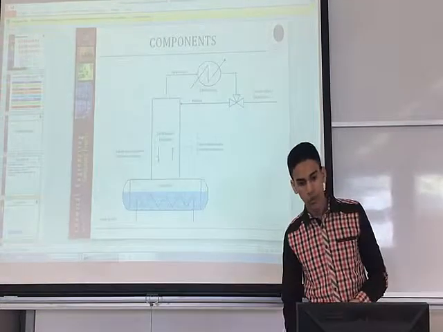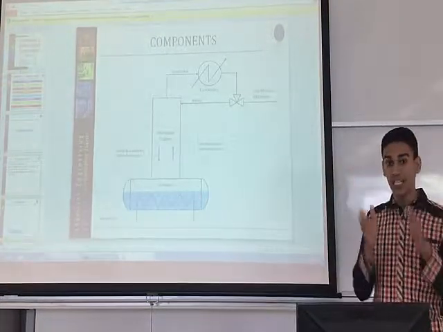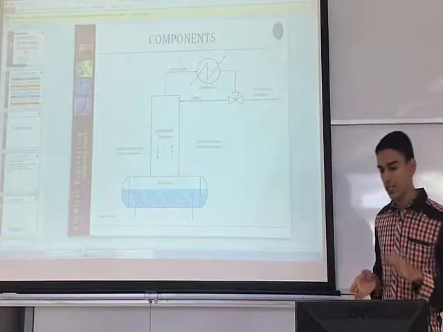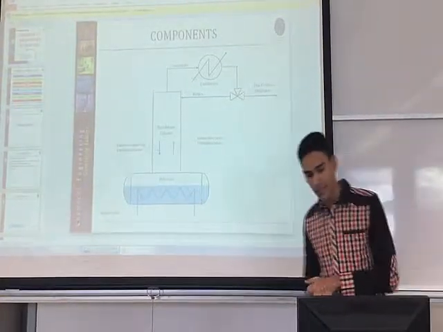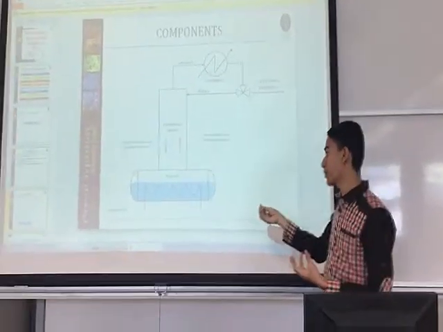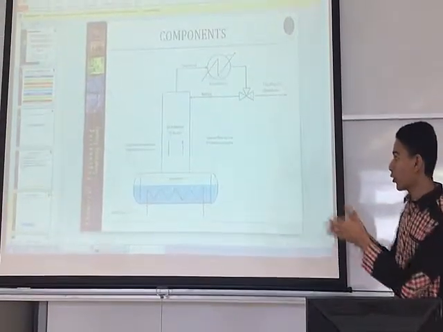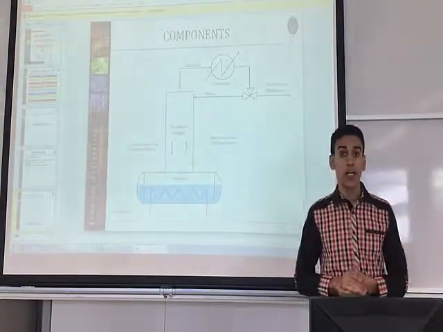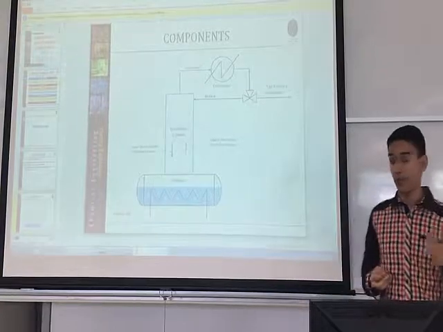Now let's proceed with the components of the batch pack distillation. Simply, it consists of three main components: the reboiler, which boils the mixture, and the distillation column, and the condenser, which condenses the vapor.